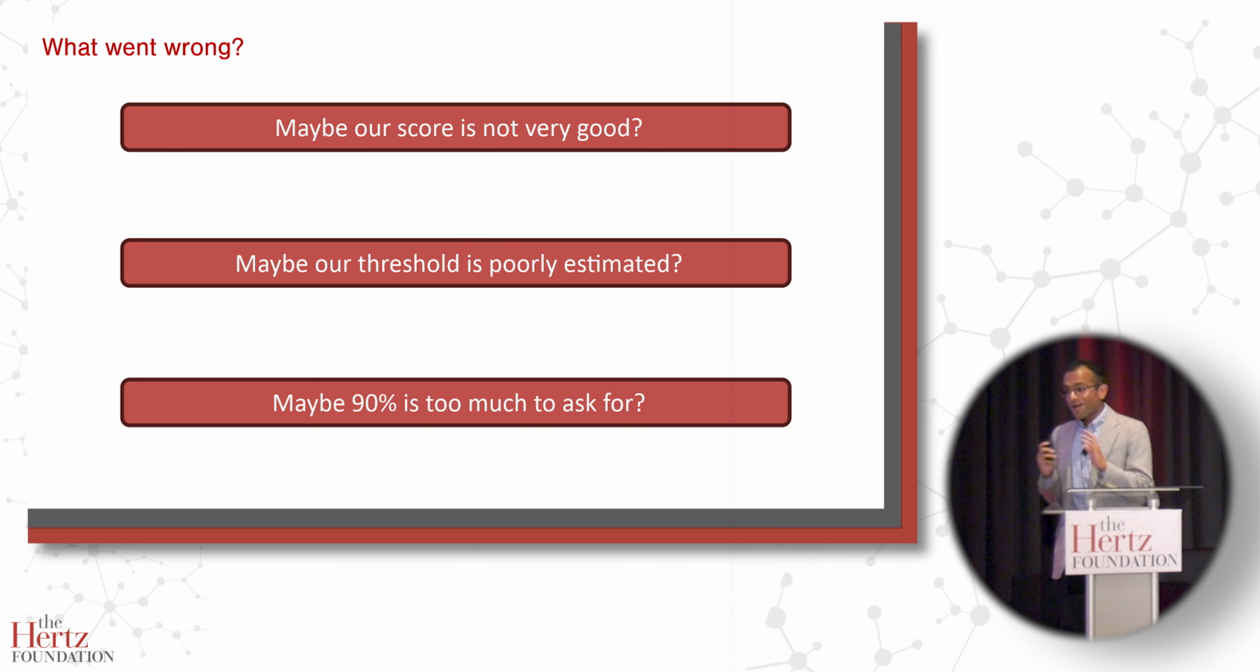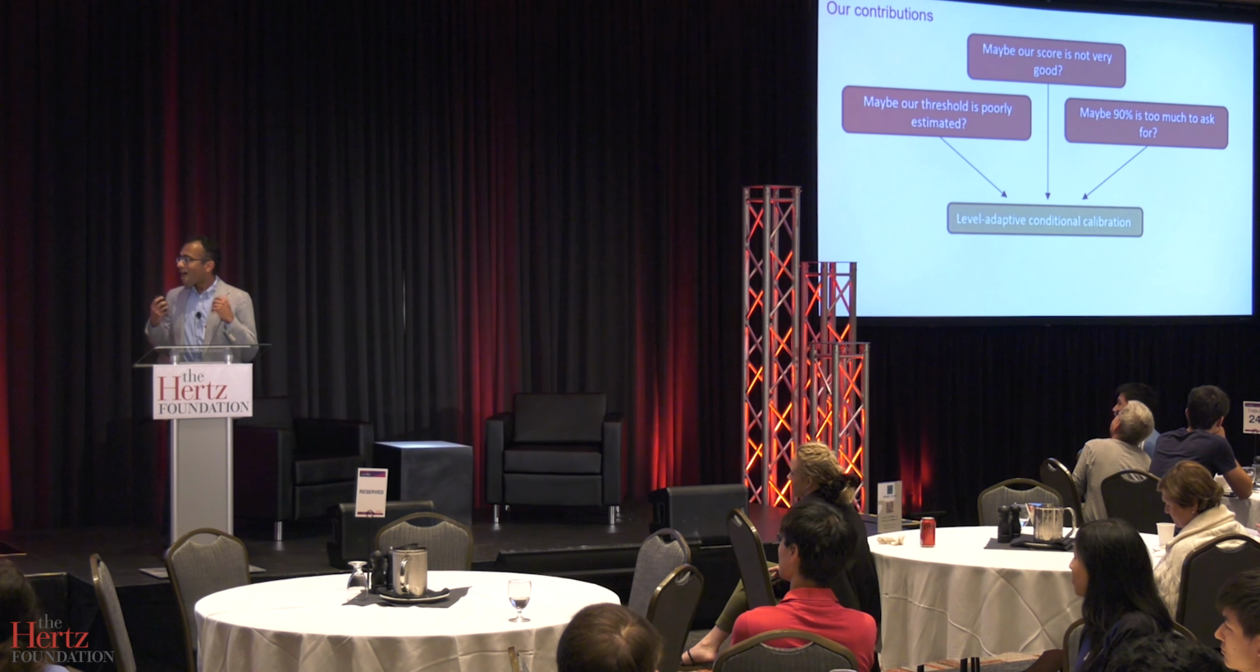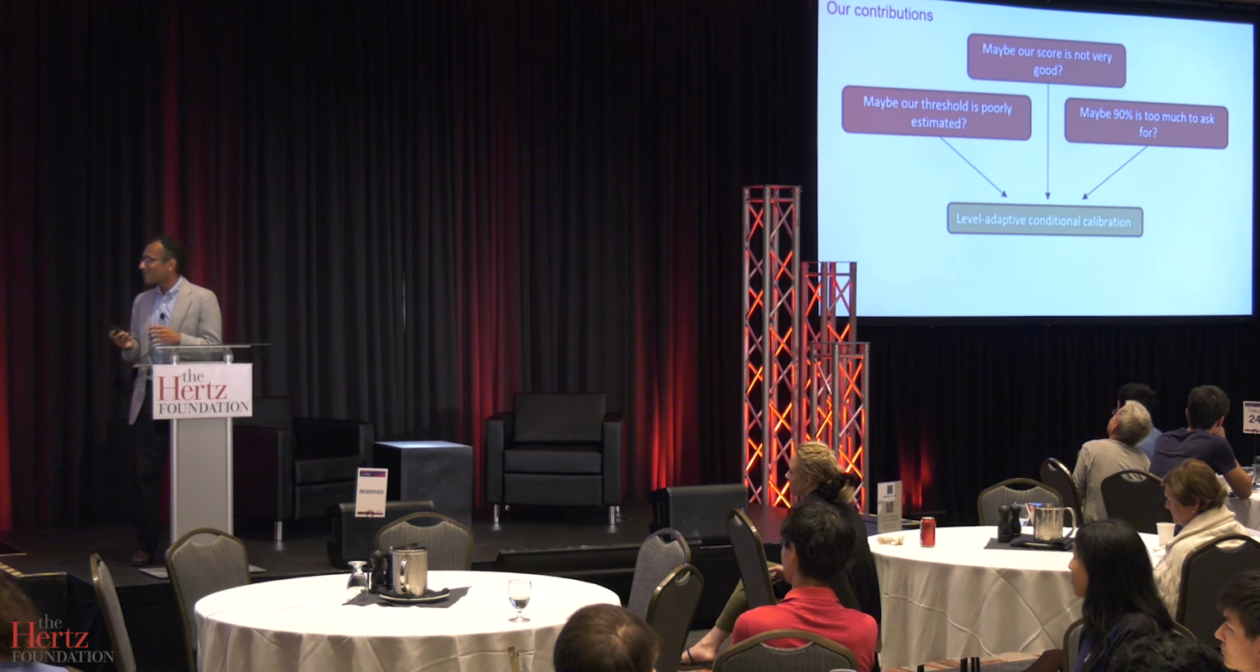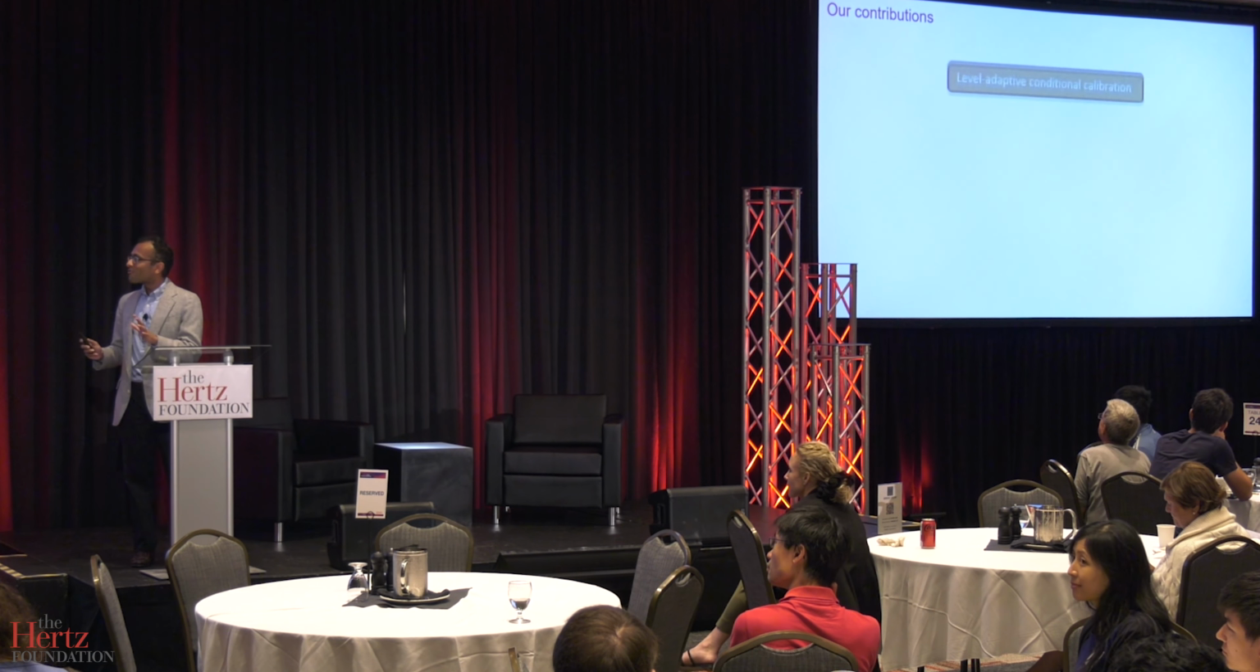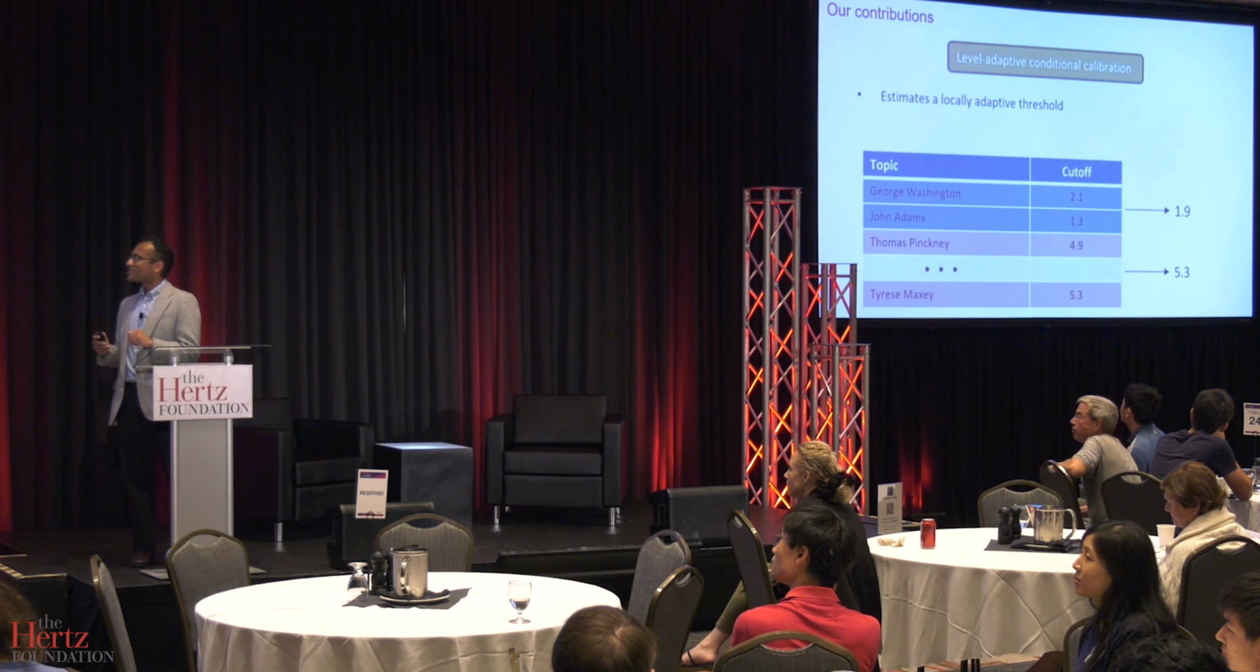But maybe, fundamentally, 90% is just too much to ask for right now. That today, our language models aren't accurate enough or reliable enough, and our scoring functions aren't good enough to ever guarantee a 90% chance of factuality without just stripping out most of the output. So this paper, the paper that I'm presenting on, presents a method that addresses all three of these problems, and the method we're going to call level adaptive conditional calibration, and I'm going to tell you at a high level what it does, but like I said, ask me some questions.